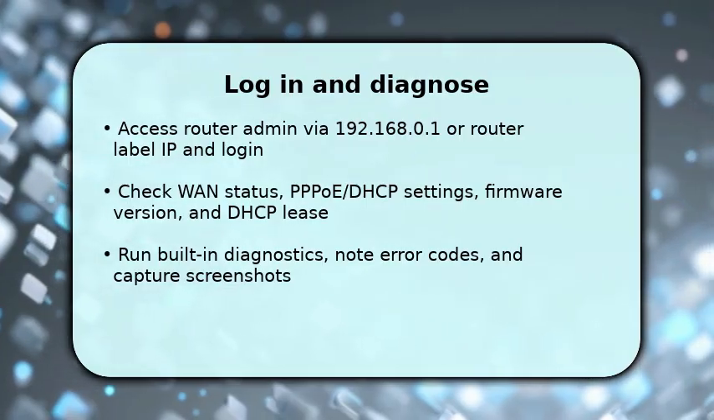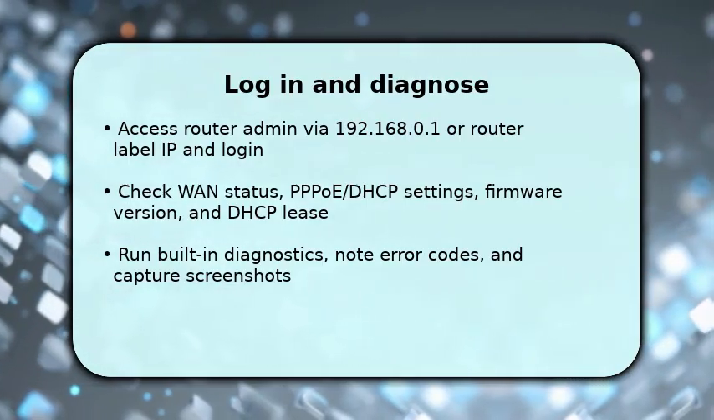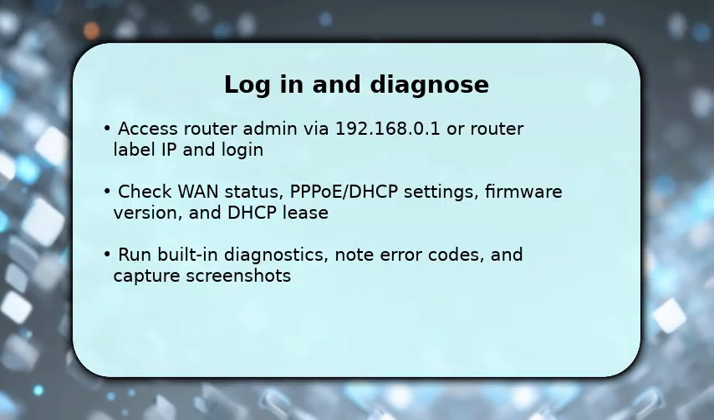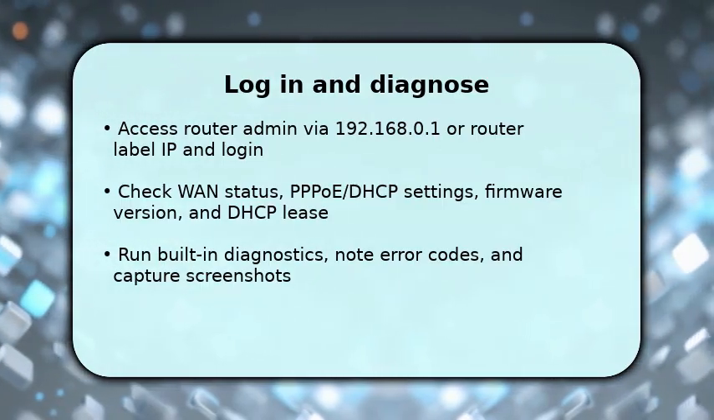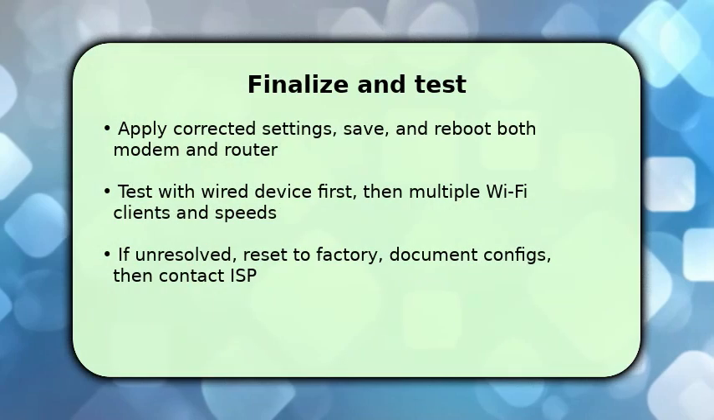Make sure firmware is current and run the router's diagnostics or event log to capture any error codes. Once you have that data, you can adjust settings or provide clear details to your provider. You finish by applying fixes and confirming connectivity.